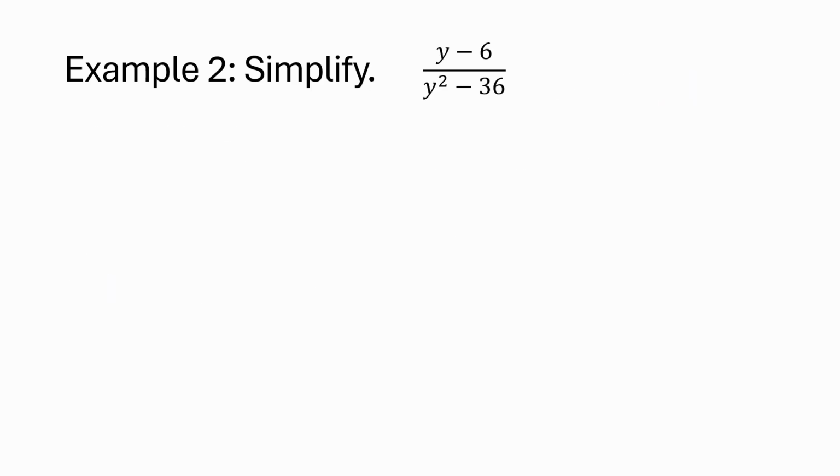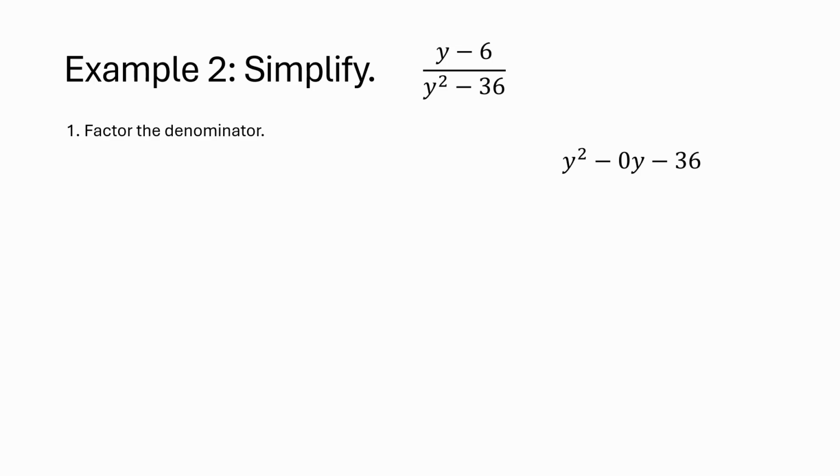Example 2, simplify. We have y minus 6 all over y squared minus 36. The numerator is already simplified. We can't do anything there, but we can factor the denominator. So that's what we want to do here. I'm going to rewrite it to have 0 as my middle term, my b term, because technically that is what the b would be, since there's no middle term. I have y squared minus 0y minus 36.